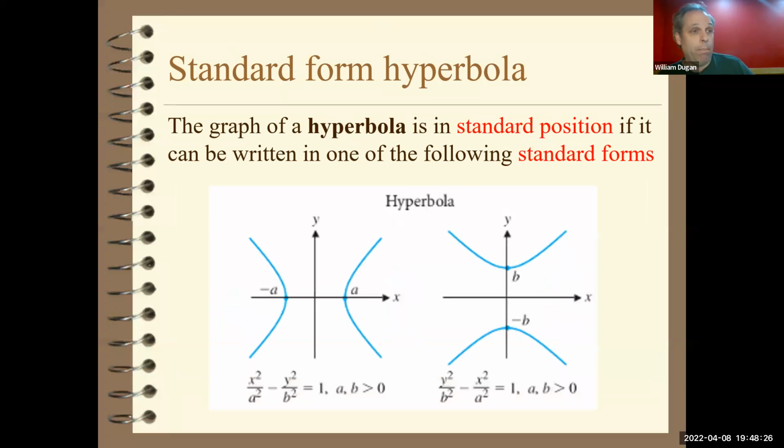The graph of a hyperbola is in standard position if it can be written in one of the standard forms. That is x squared over a squared minus y squared over b squared equals 1, or y squared over b squared minus x squared over a squared equals 1. And again, a and b are positive. Notice that the first graph does not intersect the y-axis, and the second graph does not intersect the x-axis.